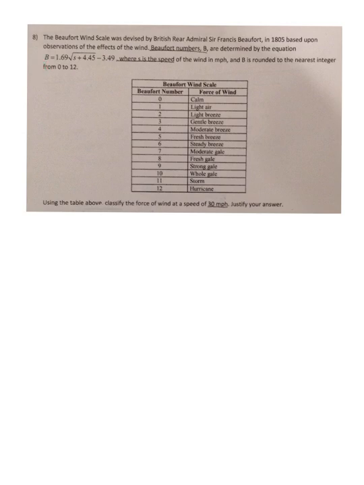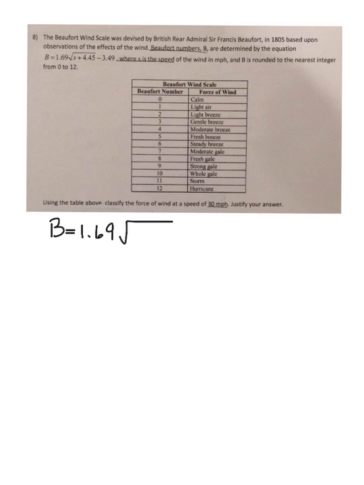And B is rounded to the nearest integer from 0, and you can see that, all the way down to 12. So they want you to use this table and classify the force of wind at a speed of 30 miles per hour. Look, they're giving you speed, so they're giving you S, and all they want you to do is take this equation and plug in 30. So we can do that. That's pretty easy, right?